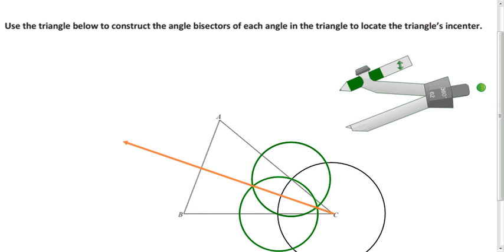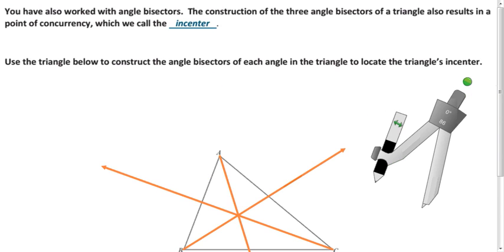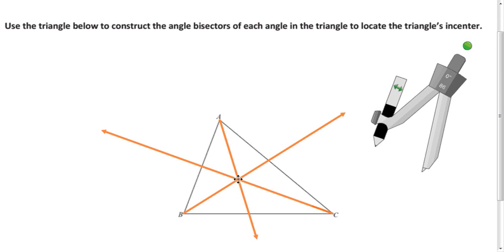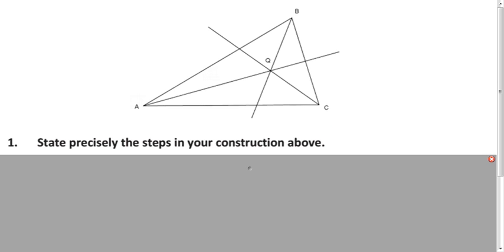So I'm going to repeat that for the other two vertices. And here's our final product. Here's our incenter right in the middle. So that's also a point of concurrency. And here's a different triangle, and there is its incenter, Q.